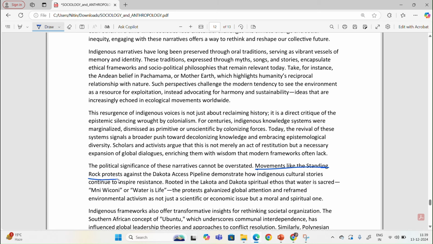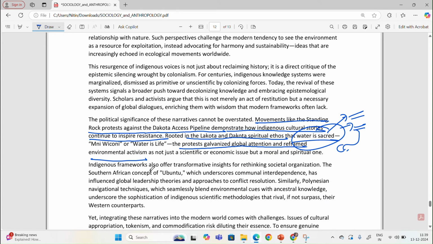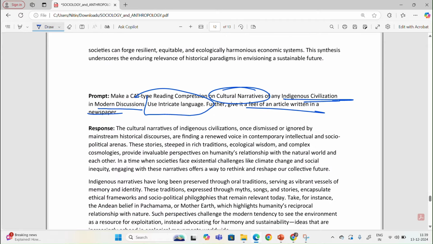Movements like the Standing Rock protests against the Dakota Access Pipeline demonstrate how indigenous cultural stories continue to inspire resistance. Rooted in the Lakota and Dakota spiritual ethos that water is sacred, the protests galvanized global attention and reframed environmental activism. So an old, cultural concept of water being sacred is used in modern protests. It has a link to it. Here again, it has given another concept, so you can try this out.